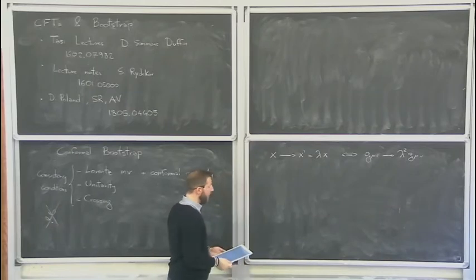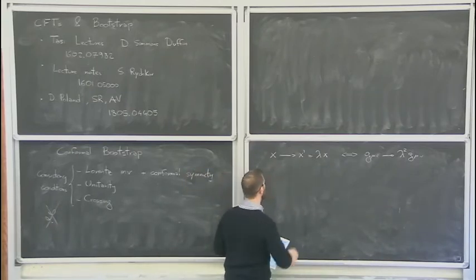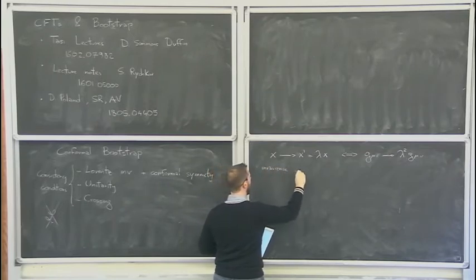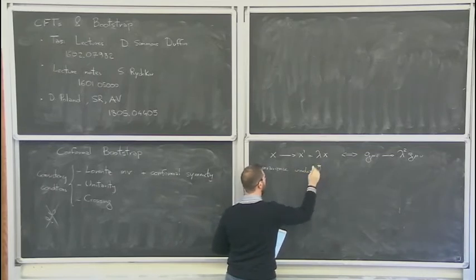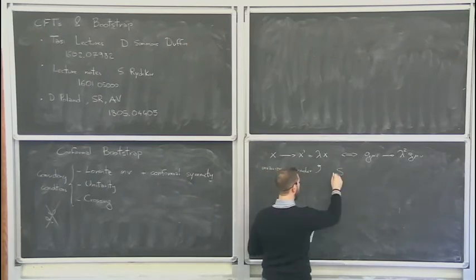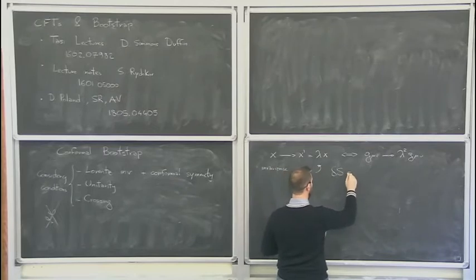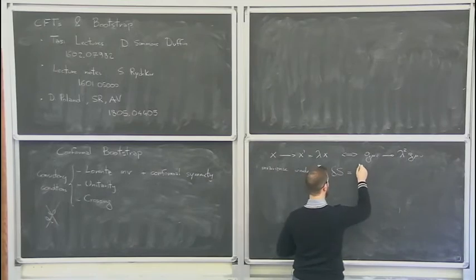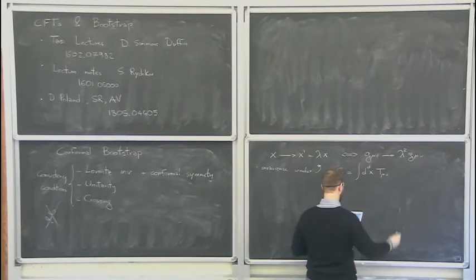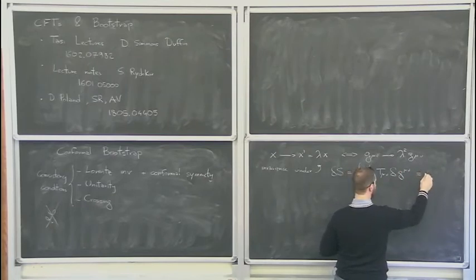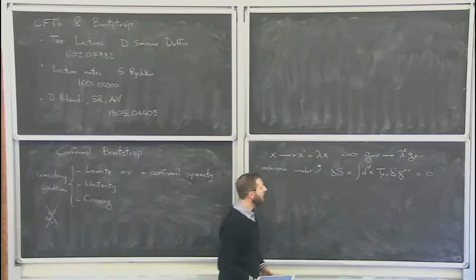Okay. If you have an action for this theory, invariance under this transformation implies that the variation of the action, which you can write in terms of the energy momentum tensor, like the integral in d^dx of T^{\mu\nu} delta g_{\mu\nu}, has to be zero. Okay. Yes?